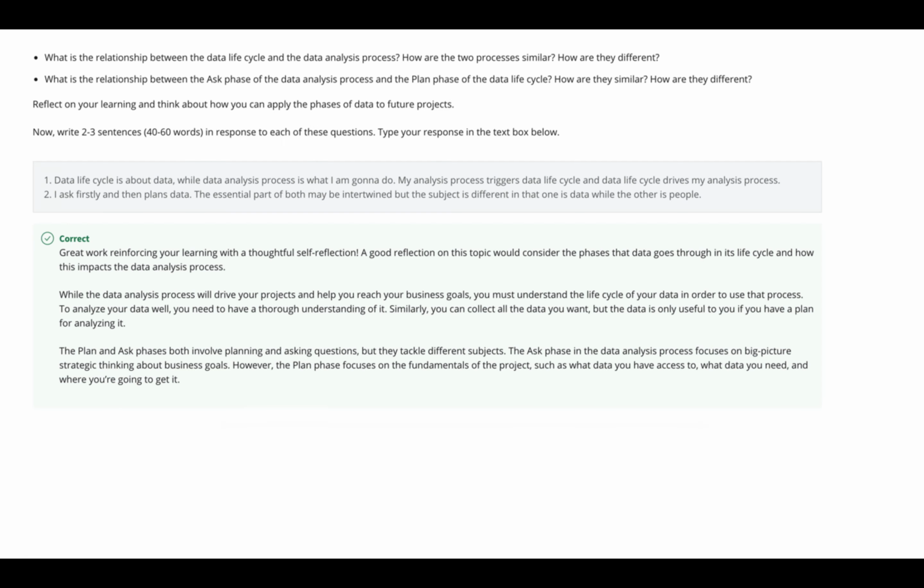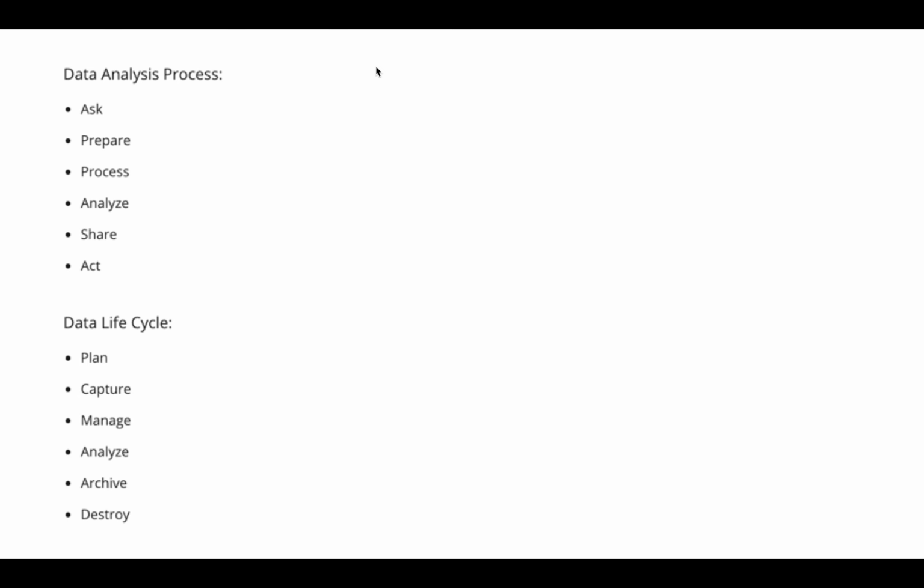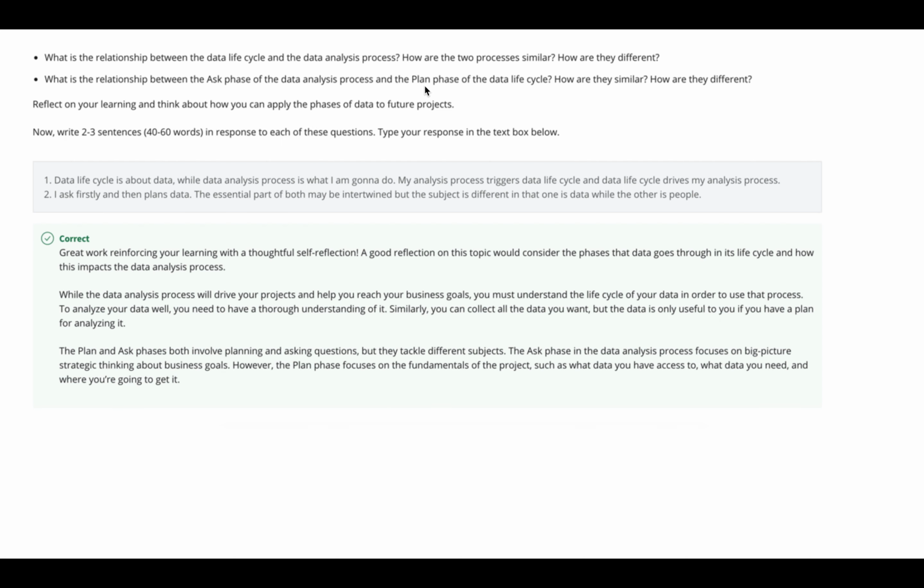All right, let's take a little challenge here. What is the relationship between the data life cycle and the data analysis process? See, they are all six phases. Data analysis process, think about it. It's a human's work, daily work. Ask, prepare, process, analyze, share, act. And this is the data's life cycle. Plan, capture, manage, analyze, archive, destroy. All right. How are the two processes similar?